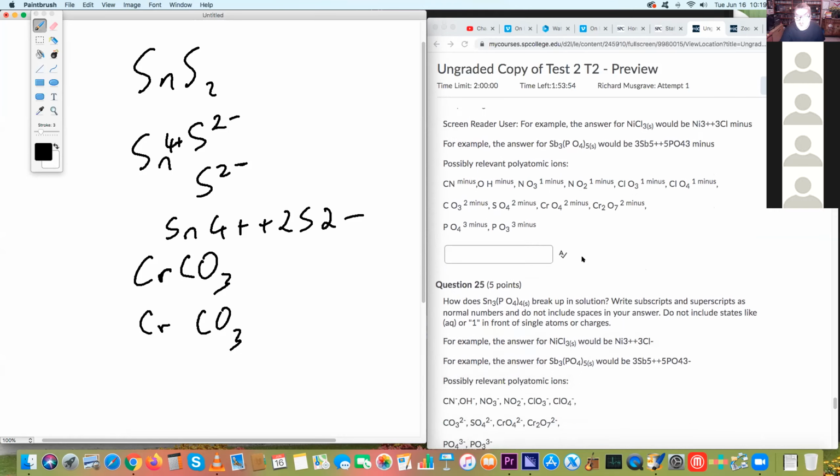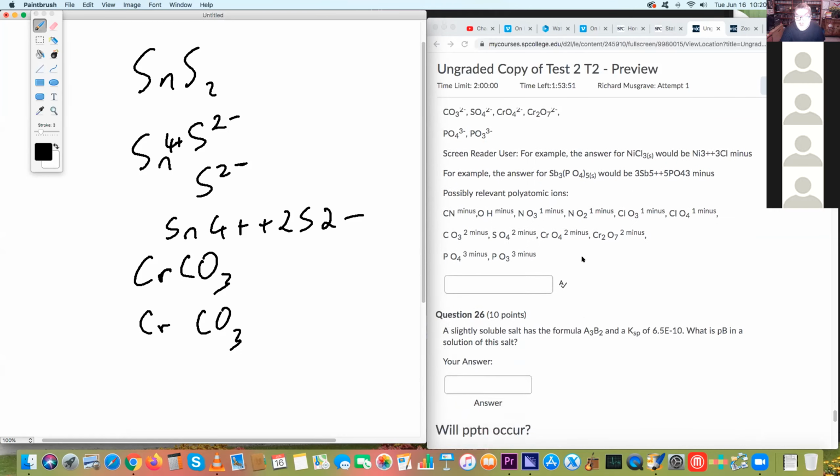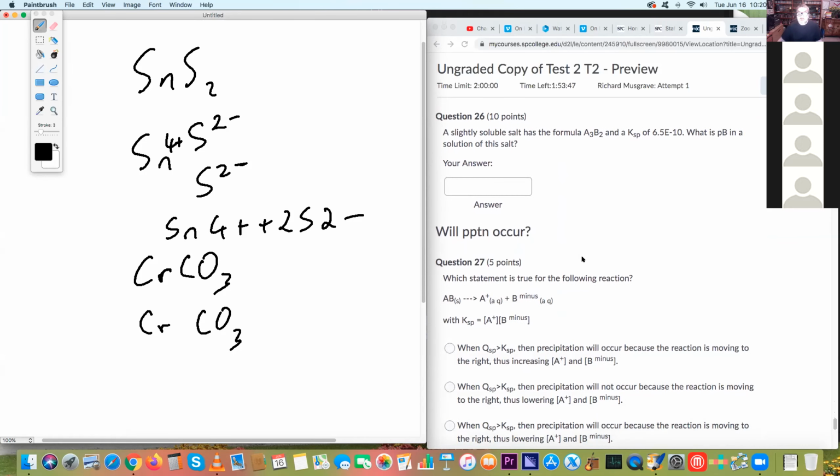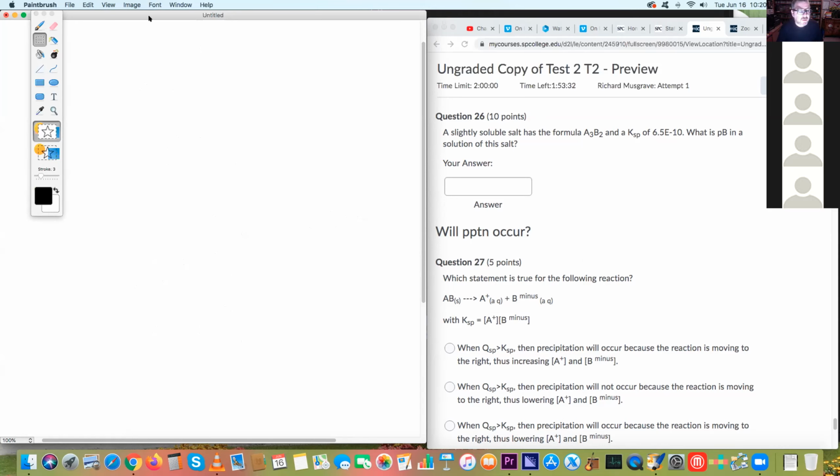In that case, I'll move on to this last one here. All right, so a slightly soluble salt has the formula A3B2, and I give the KSP value. Now I'm here asking for PB. So let's go through and see what that looks like. And I'll answer any questions anybody has about this as well. Now, you don't really have to necessarily know the charges on any of these things. You do have to know the numbers of ions that you're getting though.